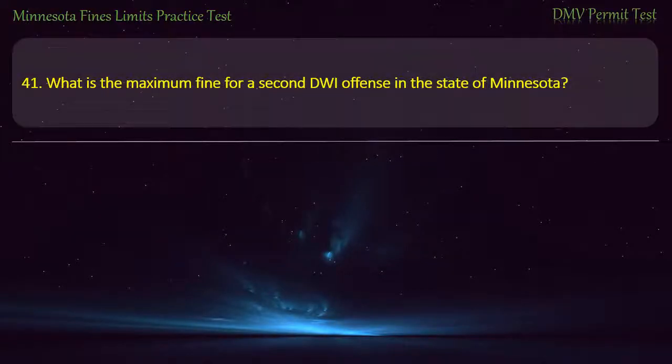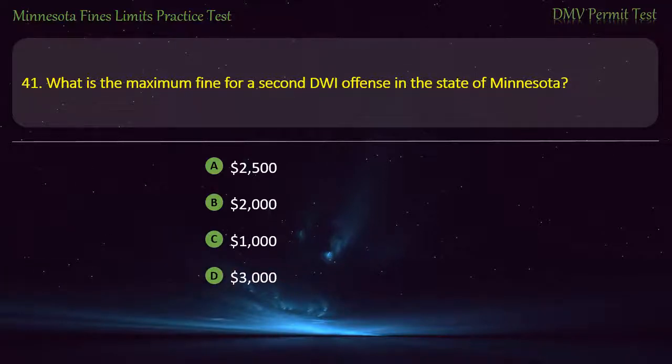Question 41. What is the maximum fine for a second DWI offense in the state of Minnesota? $2,500. $2,000. $1,000. $3,000. Answer: $3,000.